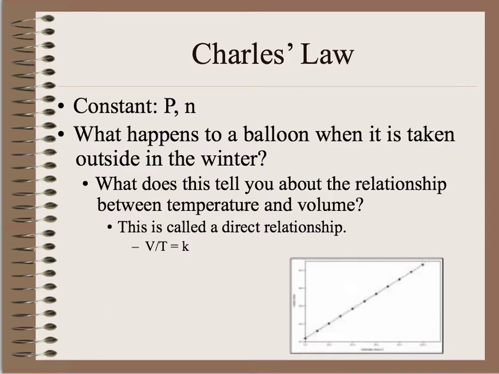The next law is Charles' law. And so for Charles' law, we have two constants. It's now pressure that is staying the same and the number of moles. We're not changing the amount of gas. I asked this question here, what happens to a balloon when it's taken outside in the winter? And we know that as it gets colder, it starts to shrink. And so what does that tell you about the relationship between temperature and volume? Well, as temperature drops, then so does the volume. That's called a direct relationship. This graph right down here on the bottom shows a direct relationship.